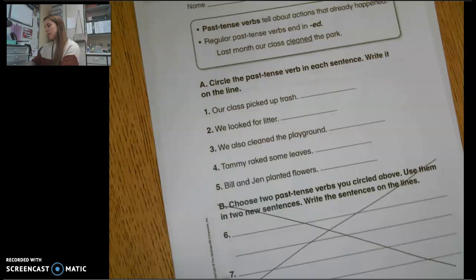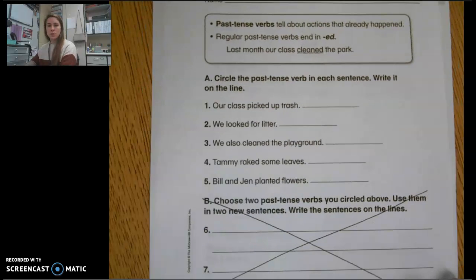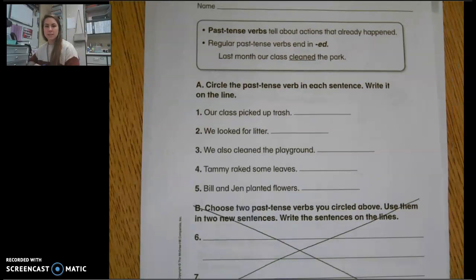On the back side, you'll have a page that looks like this, where we are talking about past tense verbs. Now, past tense verbs tell about actions that have already happened. So remember, a verb is something that you do. Past tense means it's already happened, maybe yesterday or last week or even just a couple hours ago.